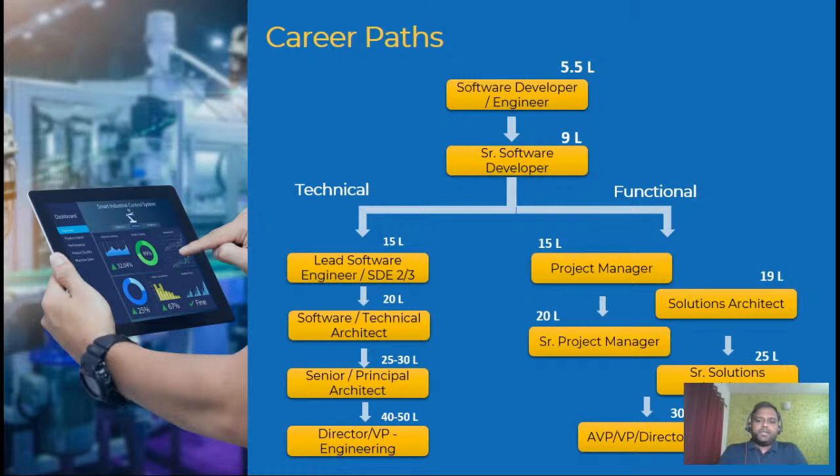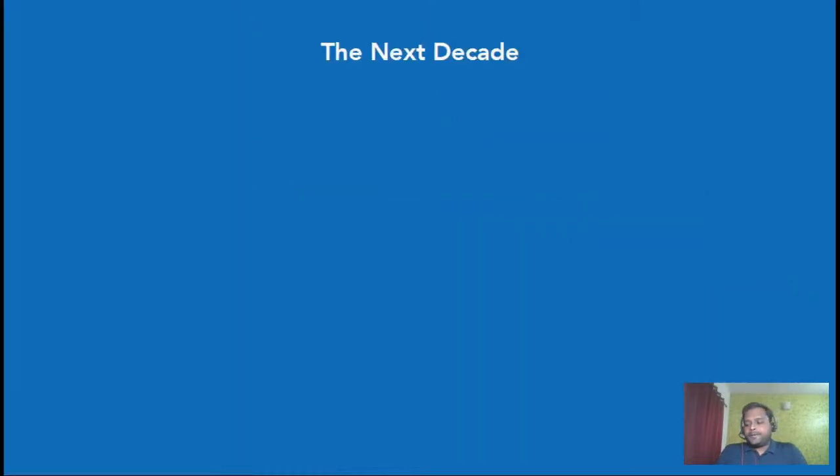So let me now jump into how the next decade is looking. We're talking about the future of software engineering. So before I talk about the next decade, since we are already in 2021, let's talk about some of the seismic changes which helped in how the current decade is progressing.